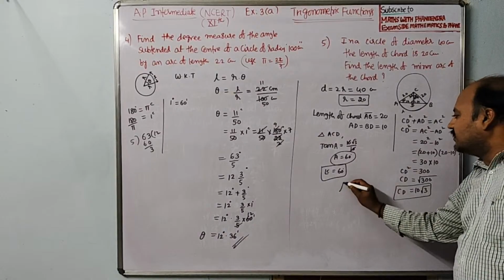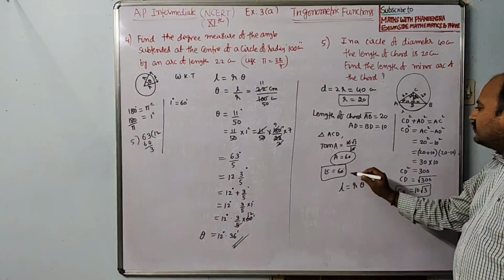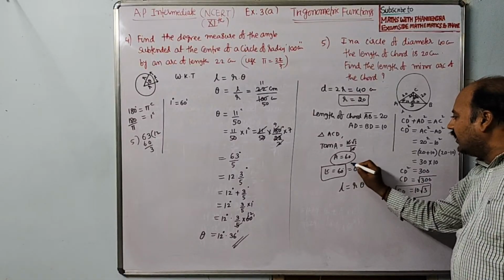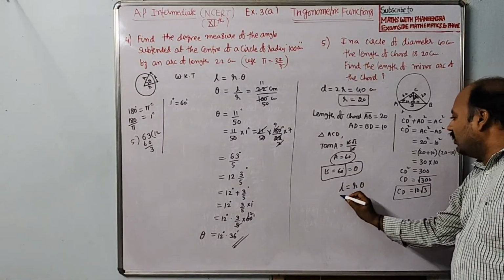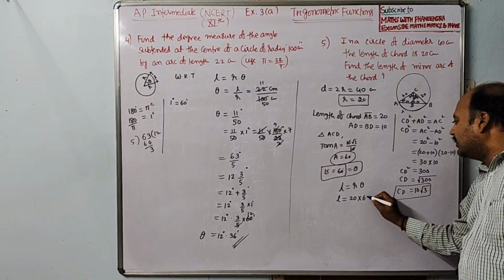Angle, we know that L is equal to R theta. R value is 20, theta value is 60. Theta is here, this is only theta. L value we don't know. L is equal to R theta, R value 20 into theta value 60.